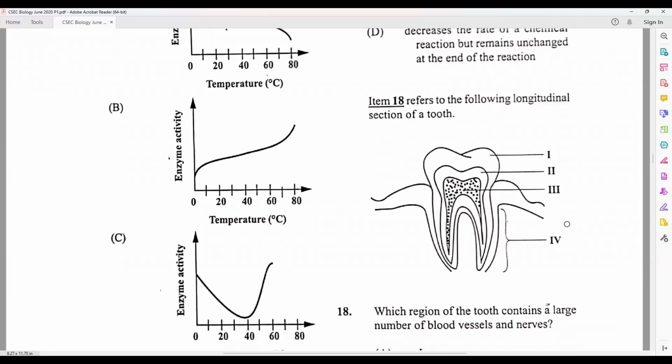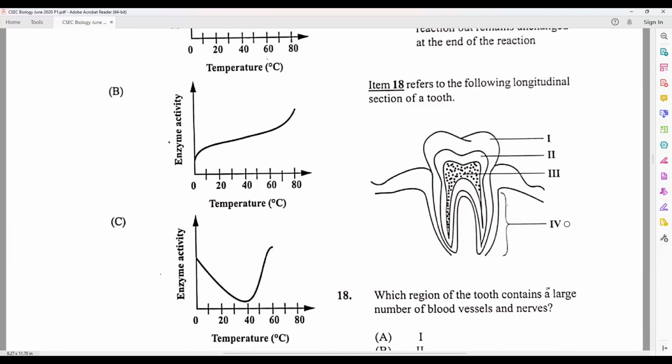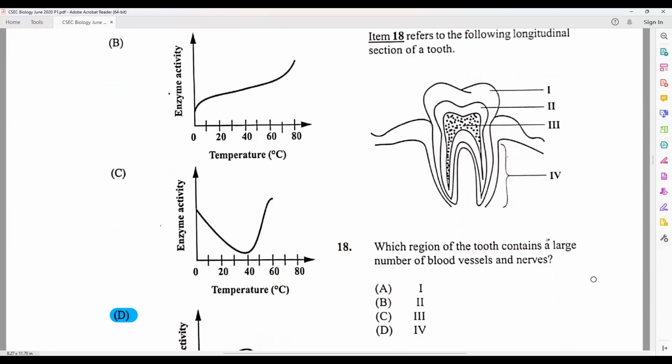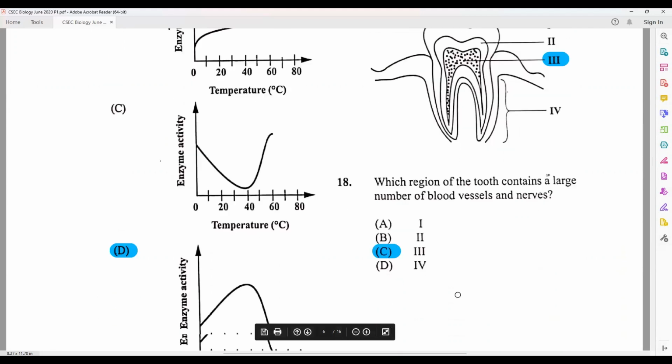Item 18 refers to the following longitudinal section of a tooth, and we have the enamel, dentine, the pulp cavity, and this here is the root, the part from within the gum. All of that is the root. The part on top where you see when you smile is the crown. So which region of the tooth contains a large number of blood vessels and nerves? Although this is a poorly drawn drawing, this should have an opening here to show the connection. They just closed it up, but nevertheless, it is C.